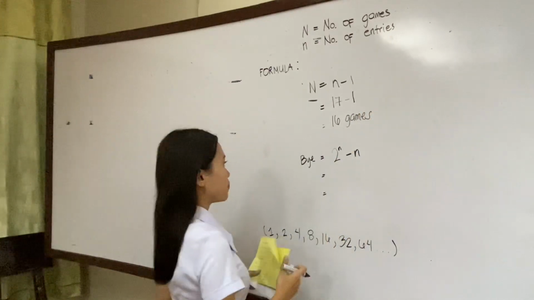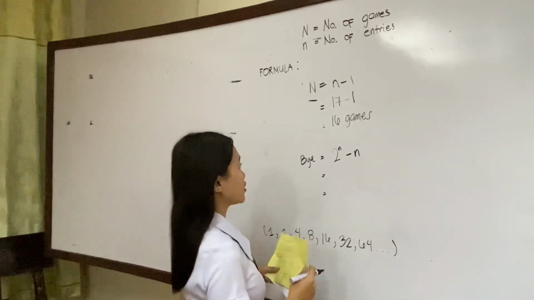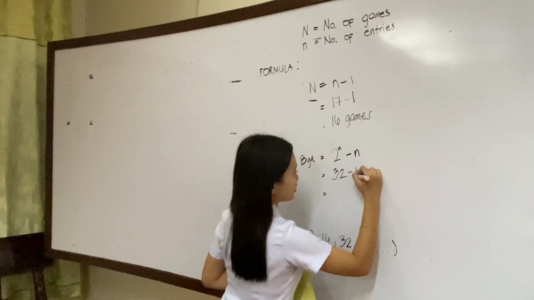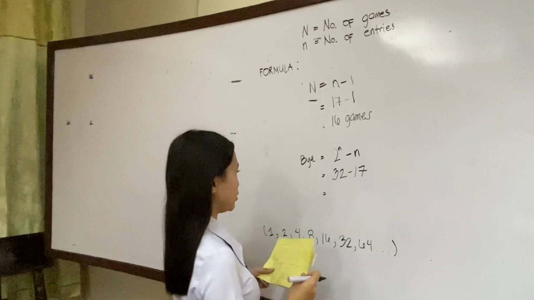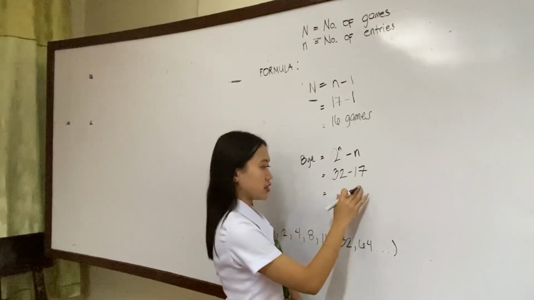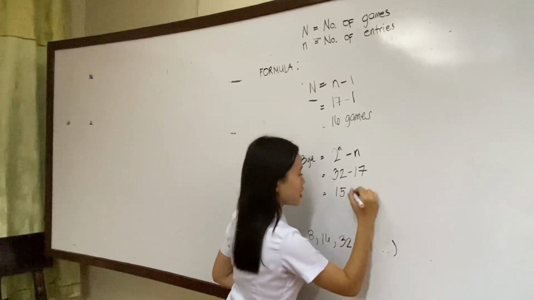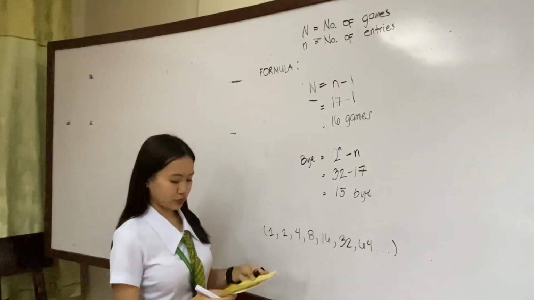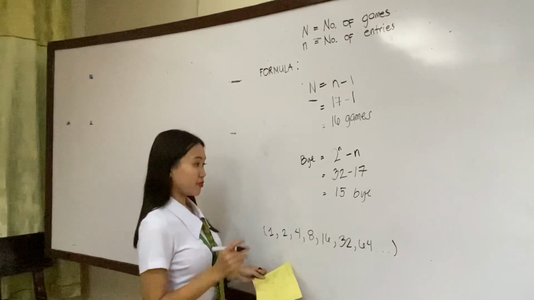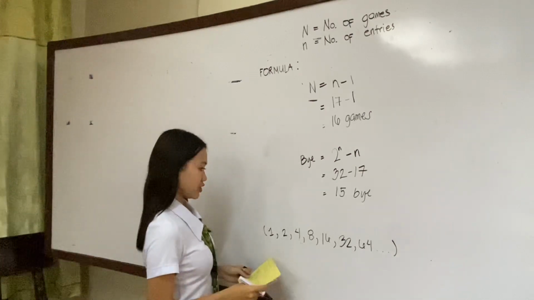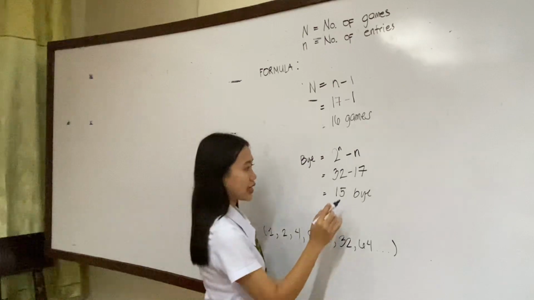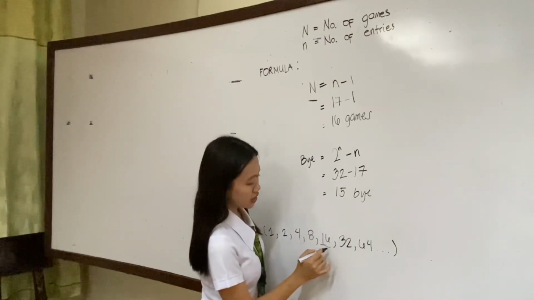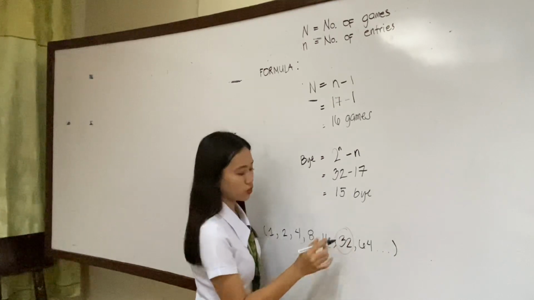For the byes, apply 2 to the power of n minus the number of entries. So 32 minus 17, because 17 is our number of entries. So 32 minus 17 is equal to 15. So we have 15 byes. So where do we get this 32? By subtracting the number of entries from the power of 2 higher than the number of entries. Since we cannot subtract 17 from 16, we will subtract from the nearest number, which is 32.